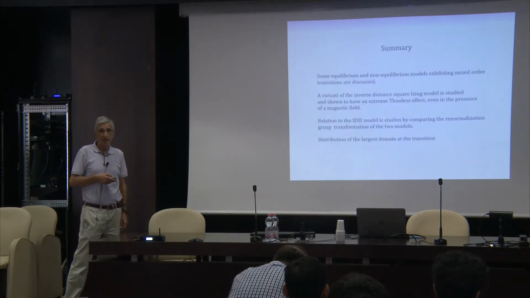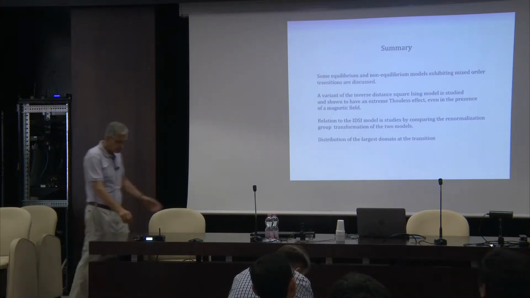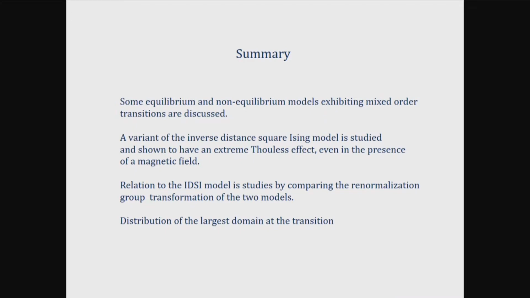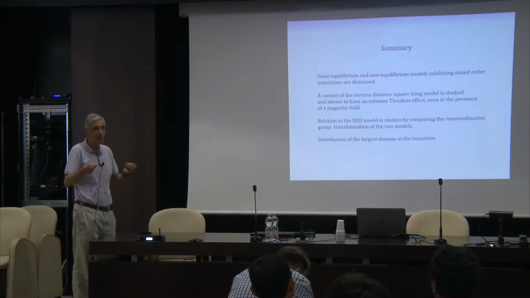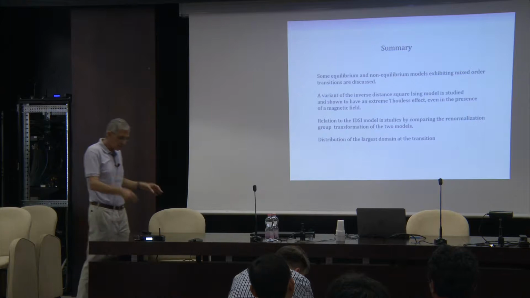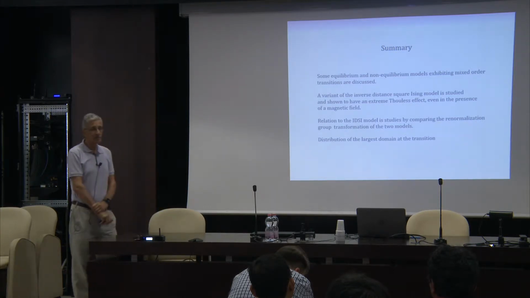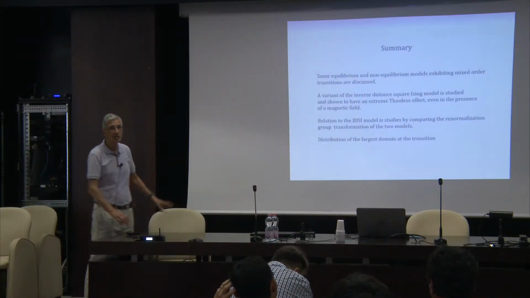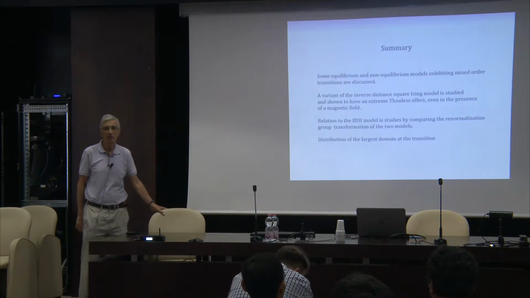Okay, so with that, the summary. We have these models of extreme value of mixed order phase transitions. One can understand, using the renormalization group and charge things, how you can get algebraic or exponential divergence of the correlation length, and the distribution of the largest domain can be calculated in this case too, to see this interesting effect.